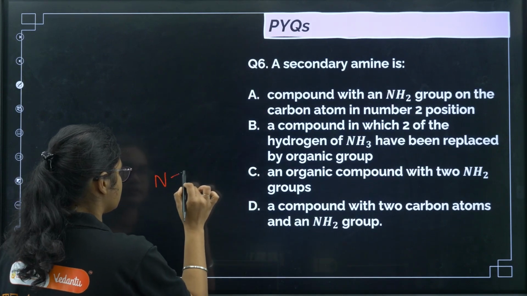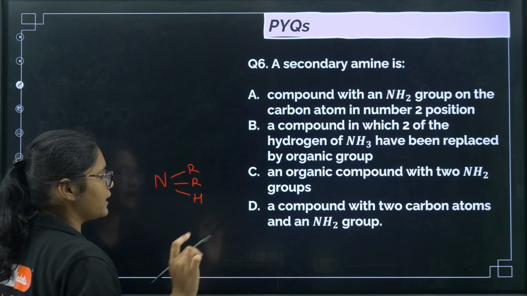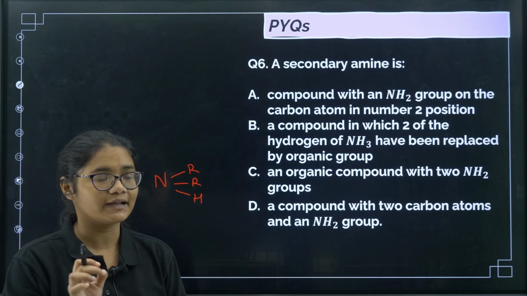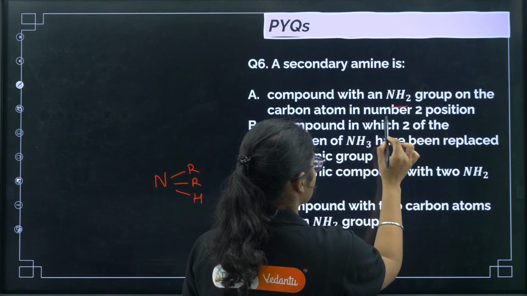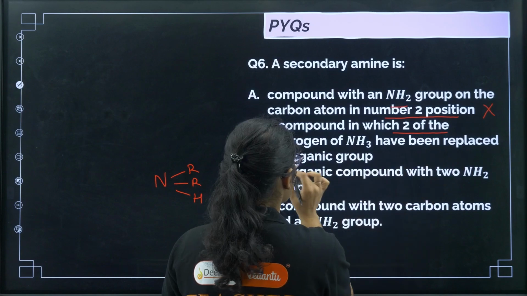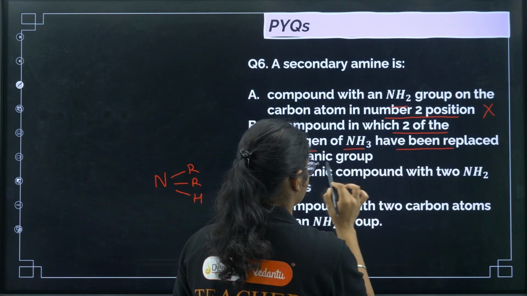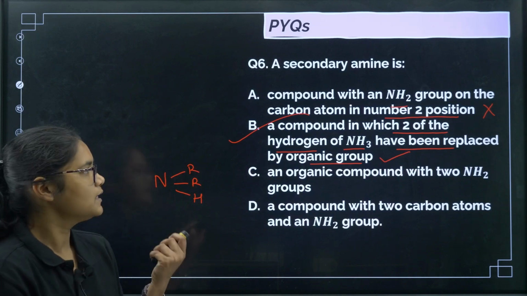In ammonia there are 3 hydrogens, right? 2 hydrogens will be replaced with R, there will be only 1 hydrogen left, and that is called secondary amines. So, a compound with an NH2 group on the carbon atom with number 2 position? No. A compound in which 2 of the hydrogens of NH3 have been replaced with an organic group, right? That is the correct answer, option number B.